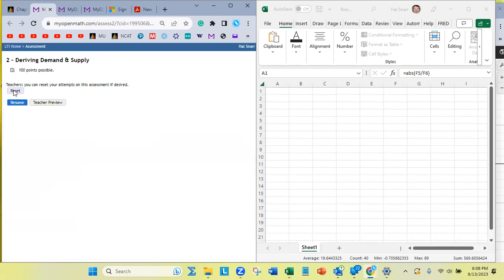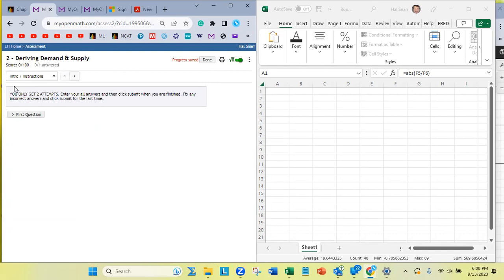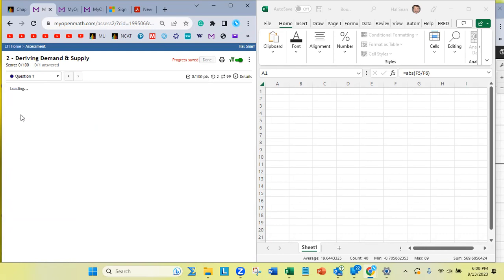And then I'm going to reset it and start it. Now you only get 2 attempts per answer box. That limits the amount of guessing. But if you answered all the answer boxes, you don't like your score, you can reset the problem and redo it from scratch. Let's go ahead and open up the question.